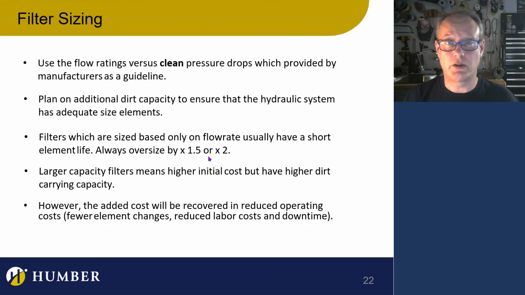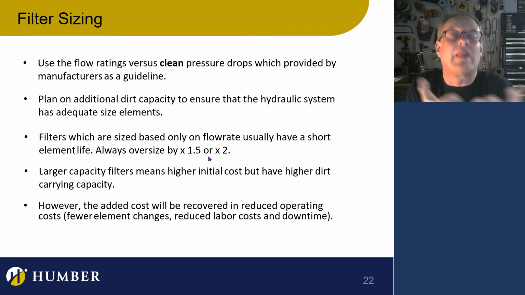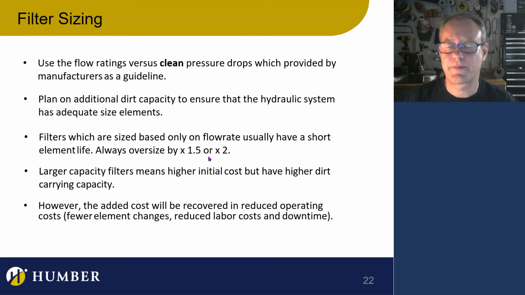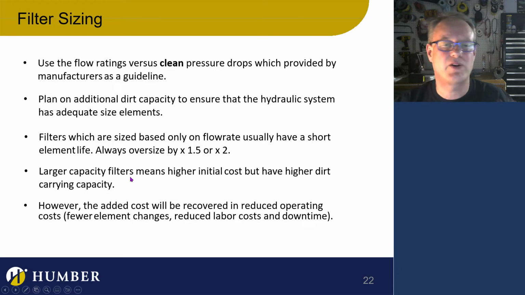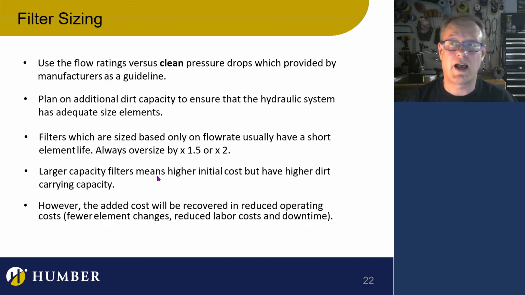So a filter will be rated to allow a certain amount of flow to go through it. It will also give you the pressure drop for that flow. But essentially, whatever it says, if you need a particular flow rate for your system, just double it. At least 1.5 times, or double the flow rate that's on the filter itself. Essentially the initial cost is going to be greater for a larger filter, but it's going to be hugely beneficial because your system is not going to break down.